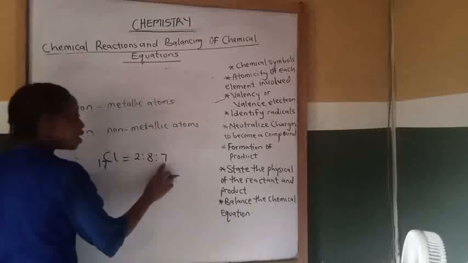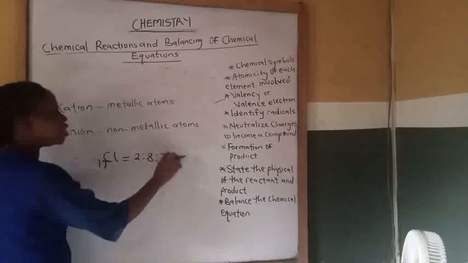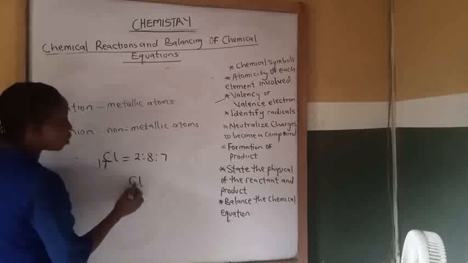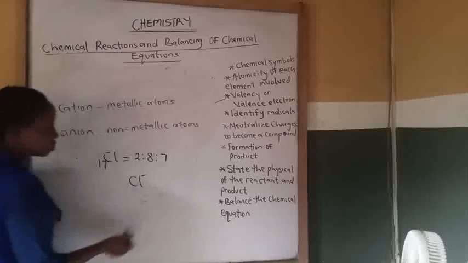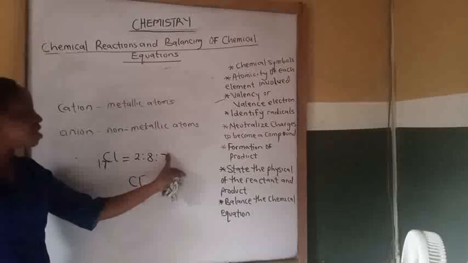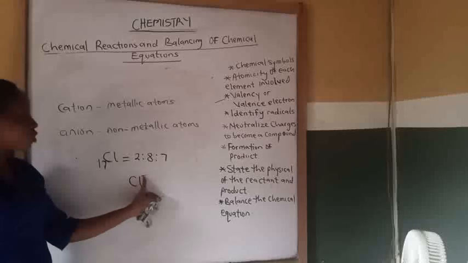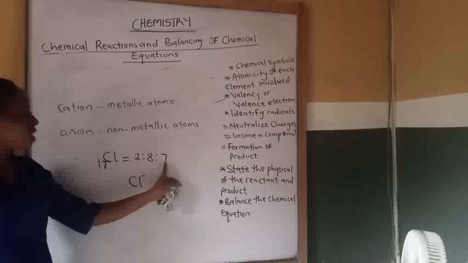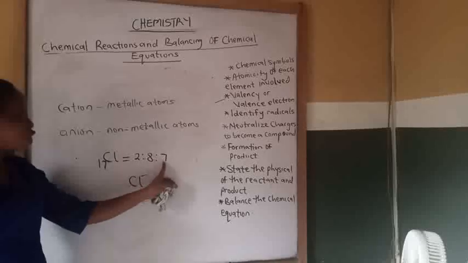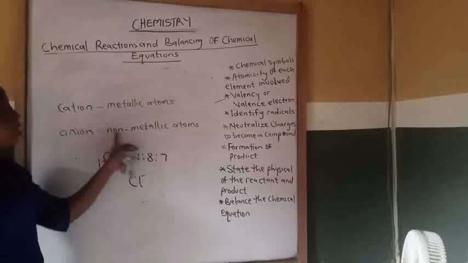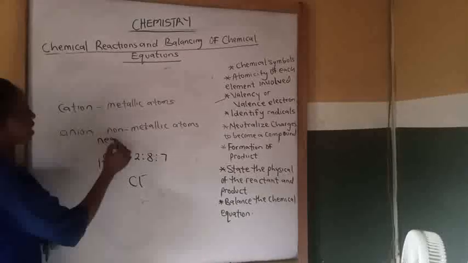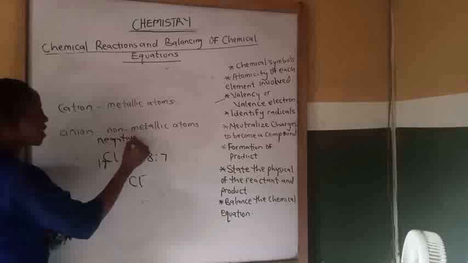It should be 8. But this one is 7 now, so it needs one more to balance. So if I want to write chlorine ion, I will write it as Cl minus, because it needs one more to balance the octet, that is the octet structure. So therefore, they are negatively charged. So the anions are negatively charged.